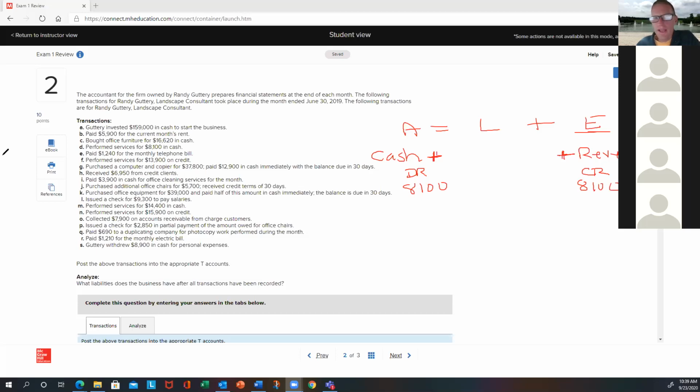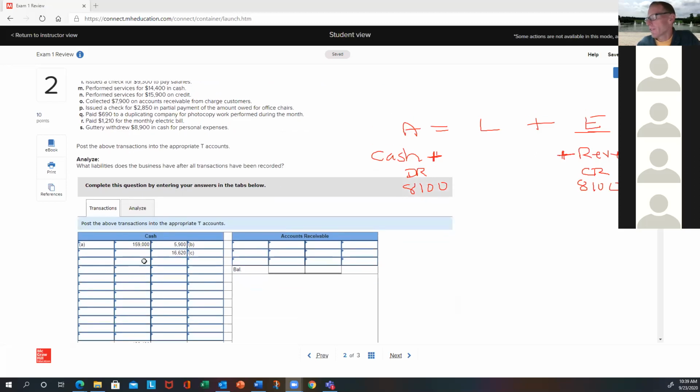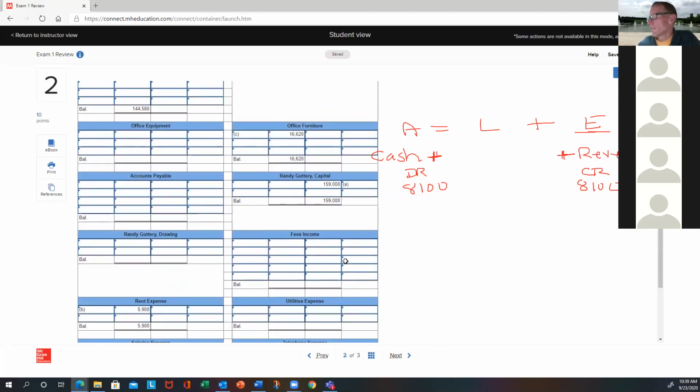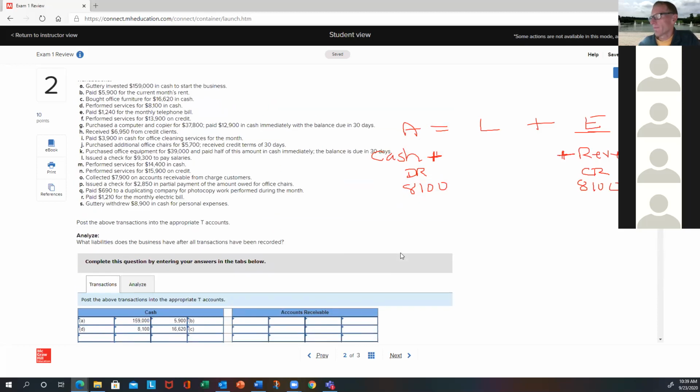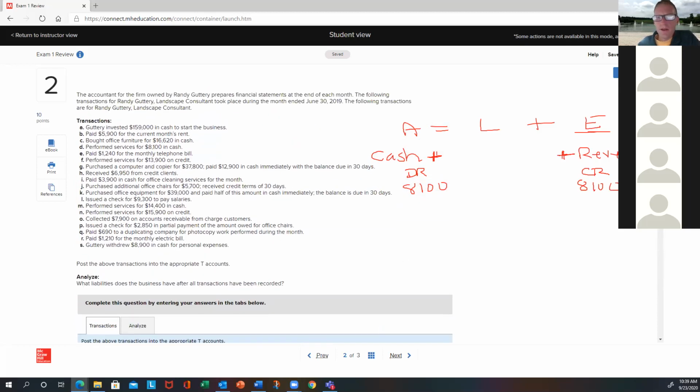And then once you know that, you just have to enter it into the T account. So if I go down to cash, I'll go ahead and put that debit of 8,100. Again, this is transaction D. And then I'll go down to fees income, enter the credit. There's my credit, and then put transaction D. Okay. All right, questions on that one?